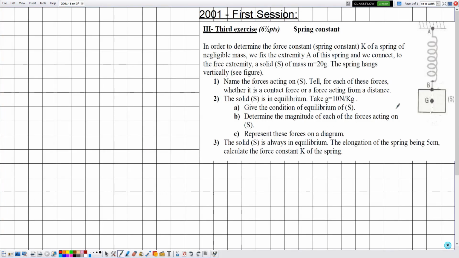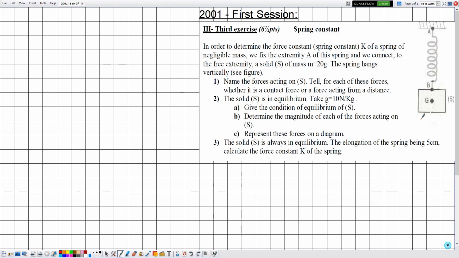Okay, hello everyone. In a new video, in this one we are going to solve an exercise related to mechanics and the chapters of mechanical actions and the equilibrium of a body. This exercise was a previous one on the Brevet exams in 2001, first session, third exercise. The title of this exercise is spring constant.